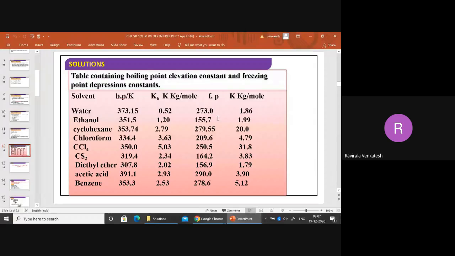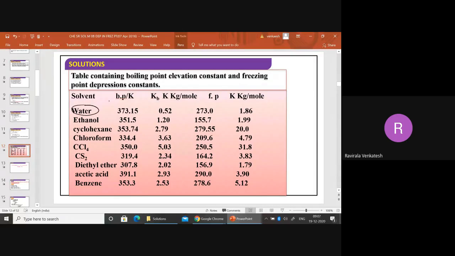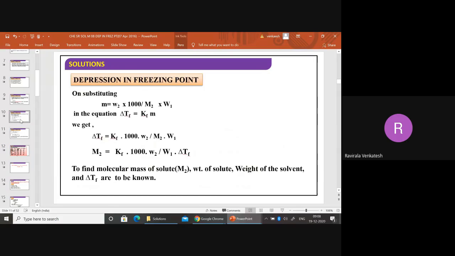You see, beta, here. For water, if you observe, the elevation of boiling point constant is 0.52. For ethanol, it is 1 point something. That means when you change the solvent, we get different Kb values. So the Kb value they will give in the examination. You don't need to remember this one. Understood?